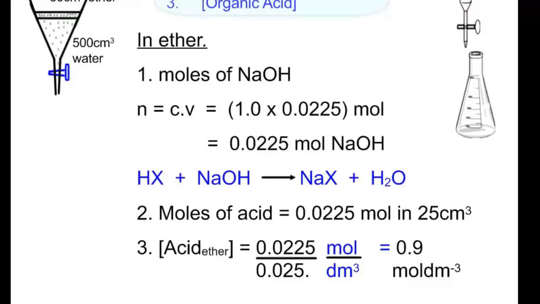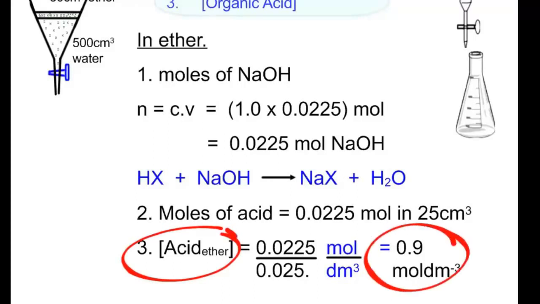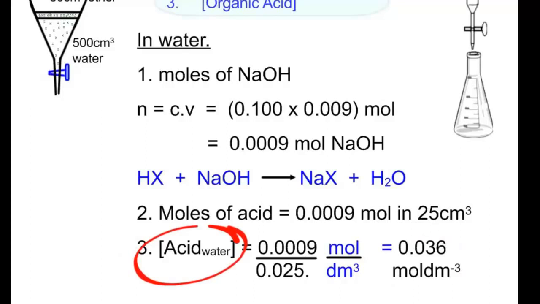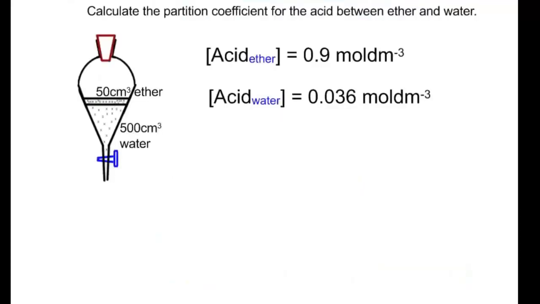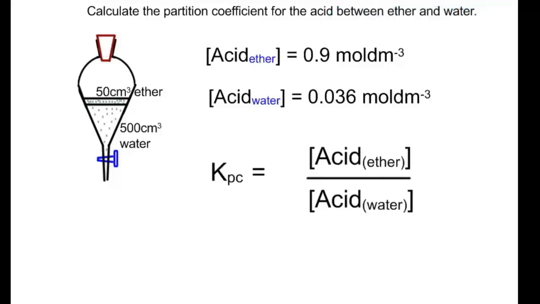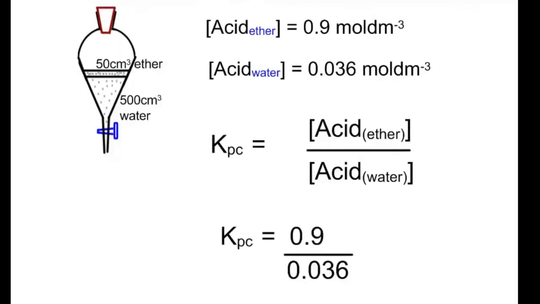So we have both concentrations now to put into the formula to work out the partition coefficient. Concentration of the acid in the ether was 0.9 mole per cubic decimeter, and in the water 0.036 mole per cubic decimeter. So we put those into the equation for the partition coefficient, or KPC. And remember, the order in which they came in the sentence was between ether and water. For that reason then we must have the figures for ether on the top line. So it's 0.9 divided by 0.036, which gives us a partition coefficient of 25.